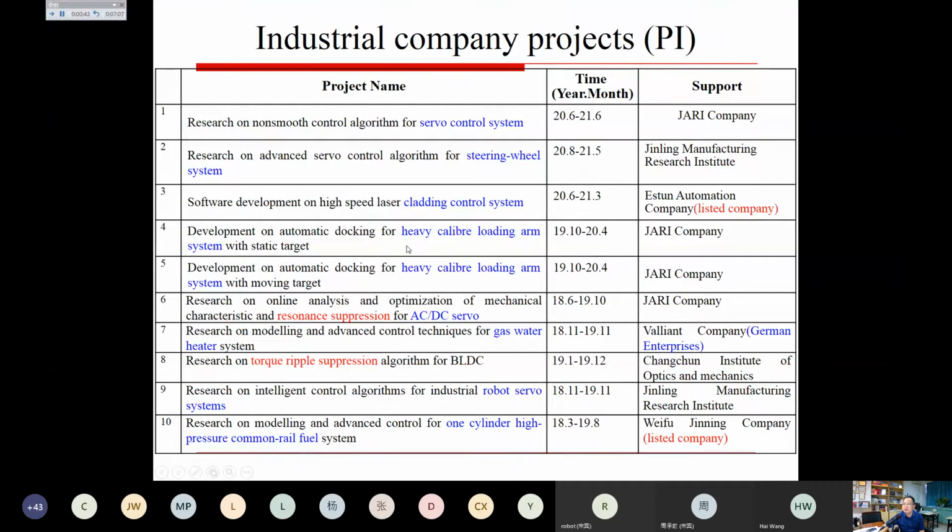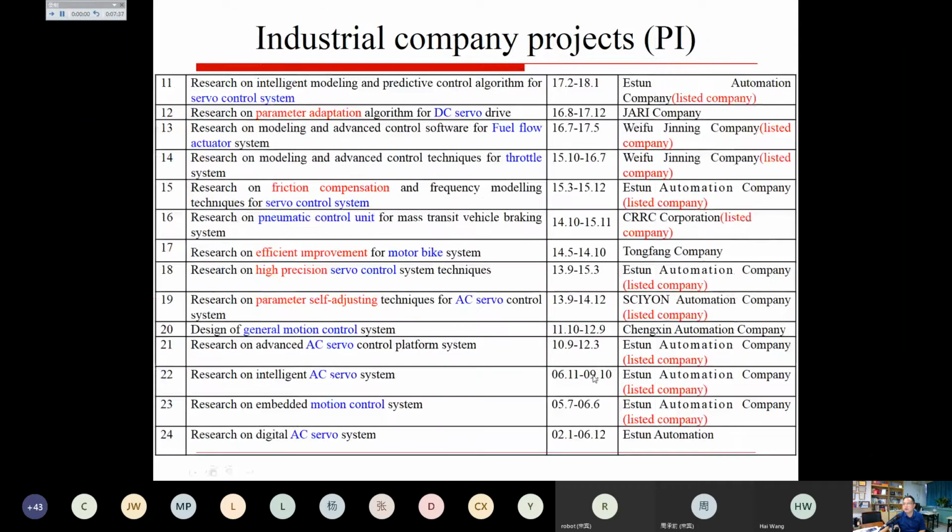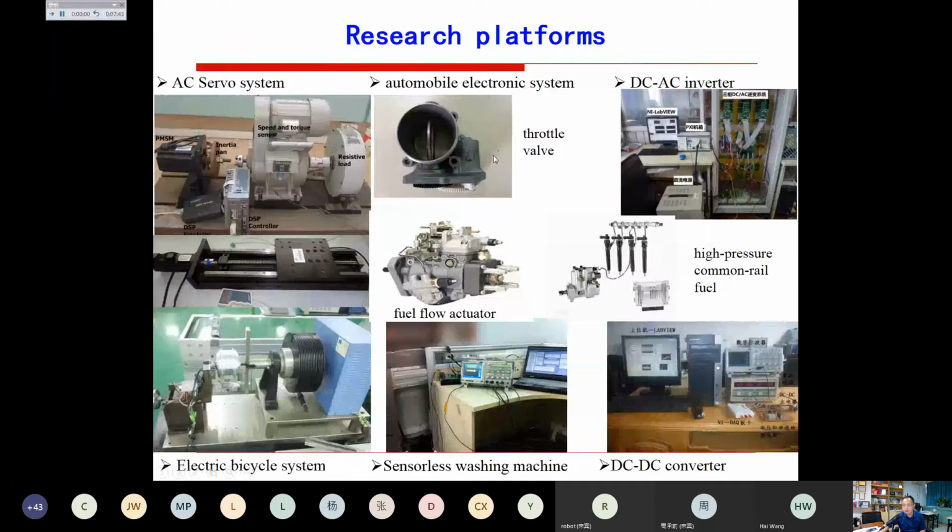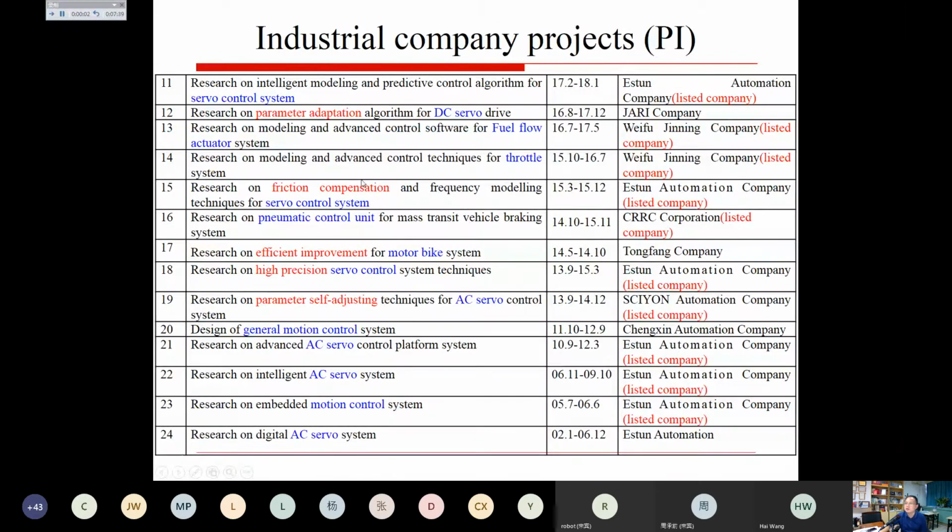Also we have a control system for automatic docking of a loading arm system, on how to design the software. The control algorithm is very important for such systems. There are also many other projects from different companies and research institutes. In total, we've finished over 20. I counted, it's about 24 companies. Some projects we didn't list here for some reason.